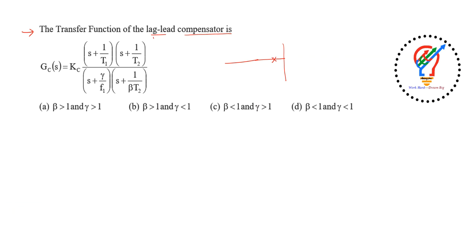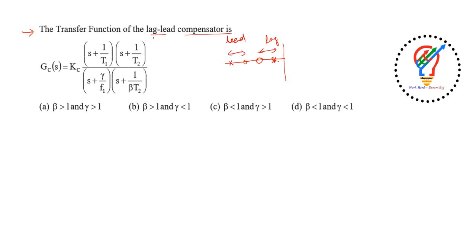Okay, so let me correct here. There should be a pole, and after that this will be a 0. So this will constitute what? It is a lag. For lead there should be a 0 and then a pole here, so this should be lead.